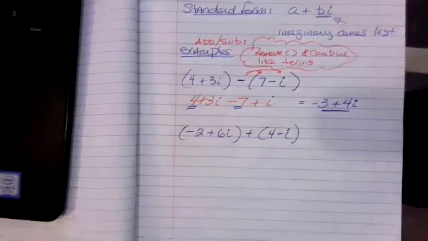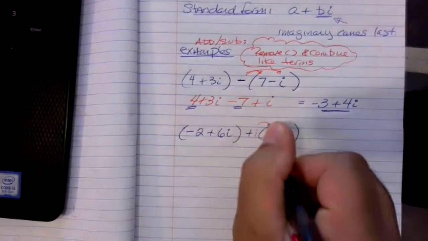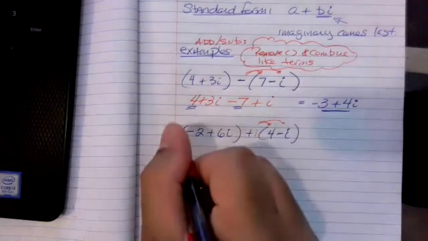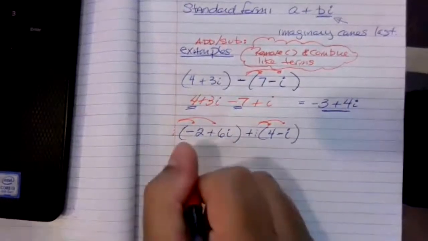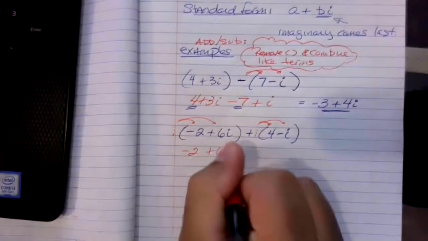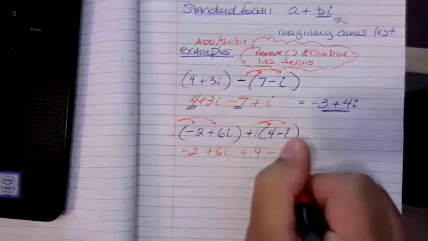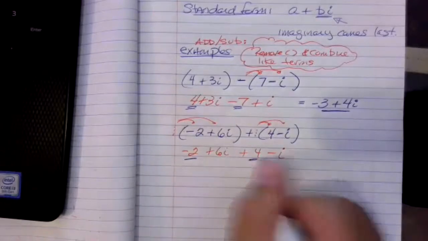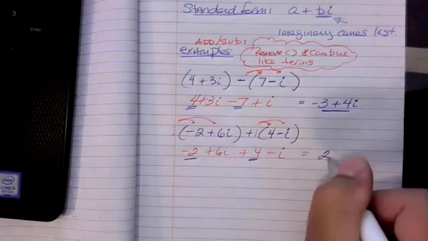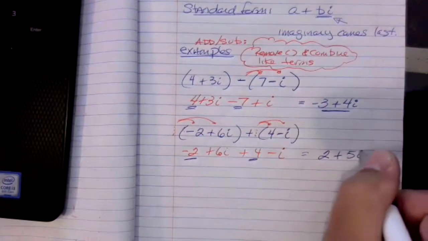Addition, the same thing. We distribute. We're distributing this 1, which doesn't change anything. We have a 1 out here. Doesn't change anything. So I'm going to have negative 2 plus 6i plus 4 minus i. I combine my like terms. This looks like I'm going to have 2 plus 5i.